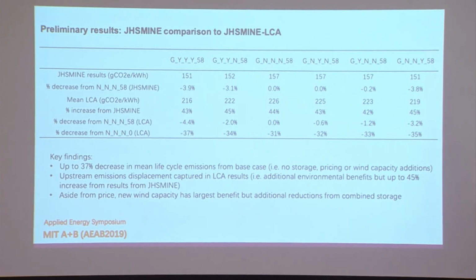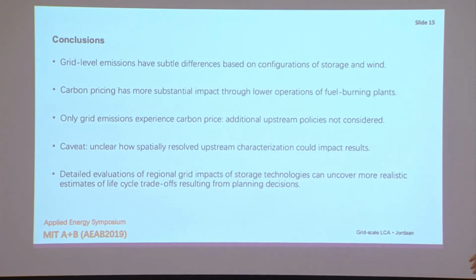Aside from the carbon price, which was found to be the biggest driver in behavior on the grid, the new wind capacity has the largest benefit if it's added, but even larger when you add the storage along with it. Okay? So the conclusions from this study are that grid level emissions have subtle differences based on the configurations of storage and wind. Carbon pricing has a substantial impact on the behavior of the generation unit, so it can result in more substantial emissions reduction, and that's through lower burning of fossil fuels in plants.